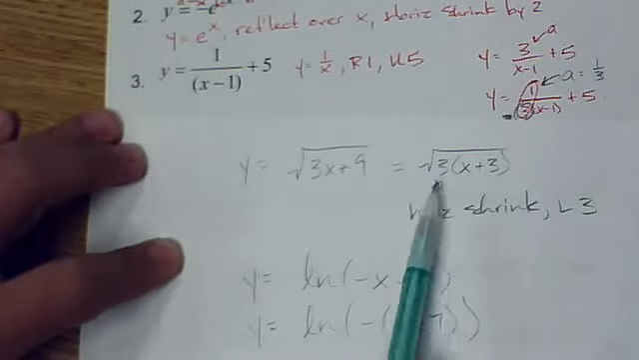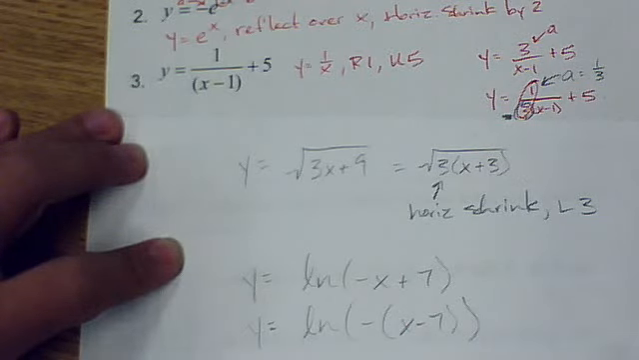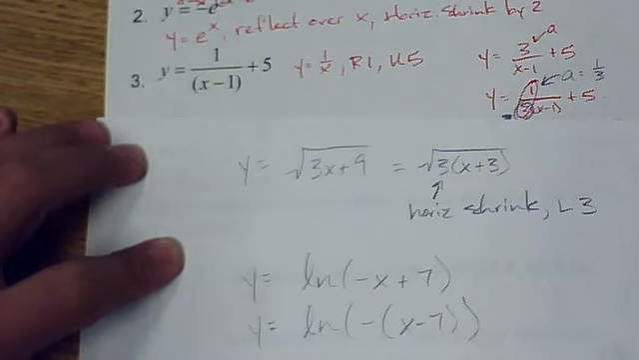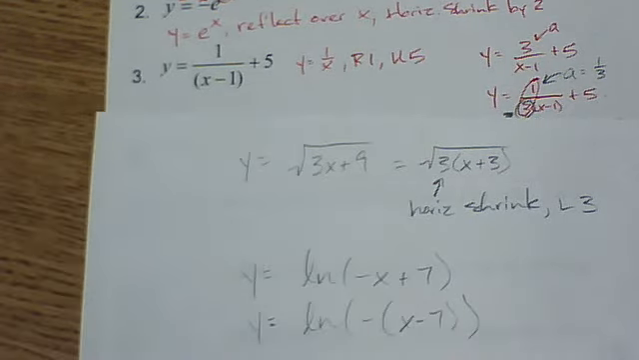So again, anytime you have a coefficient or a negative or something like that, you can just factor it out to get the true horizontal shift. Okay? I hope this helps.